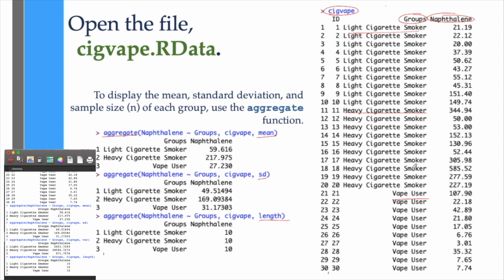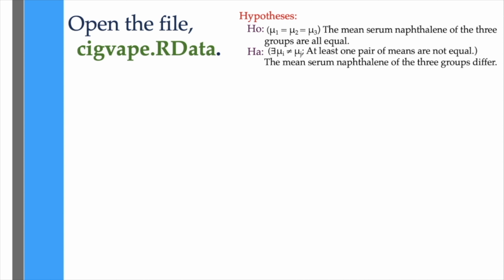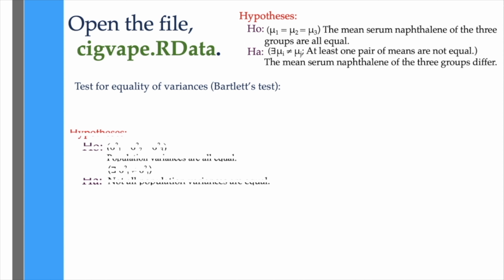The null hypothesis here is that the mean serum naphthalene of the three groups are equal. And the alternative hypothesis is that the mean serum naphthalene of the three groups differ, or in other words, at least one pair of the means of the naphthalene are not equal. To determine again whether we have to make use of the classic Fisher's ANOVA or the Welch ANOVA, we use the Bartlett's test, in which the null hypothesis is that the variances of the three groups are all equal, and the alternative hypothesis is that not all population variances are equal, or in other words, the population variances of the three groups differ.